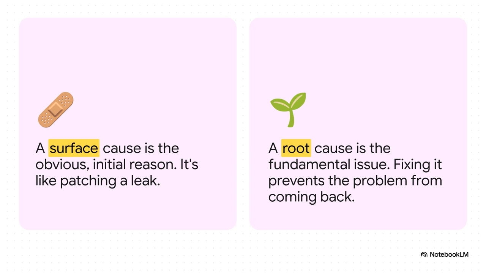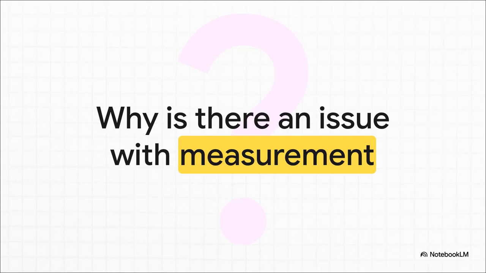Fixing a surface cause is like putting a bucket under a leak. Sure, it helps, but the leak is still there. Fixing the root cause is like actually replacing the burst pipe. And a fantastic little technique for finding that pipe is called the why method. So let's say one of the potential causes we wrote down on our diagram was measurement. We don't just stop there and say, okay, measurement's the problem. We ask, why? Why is there an issue with measurement?